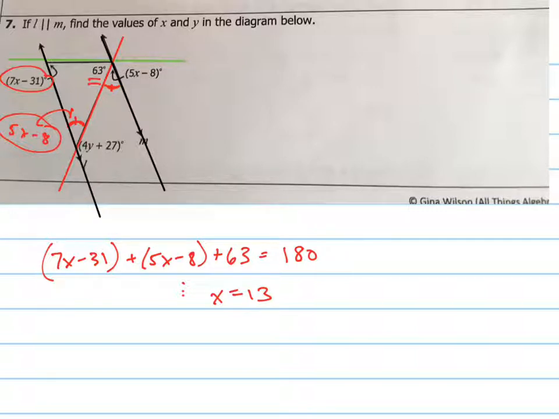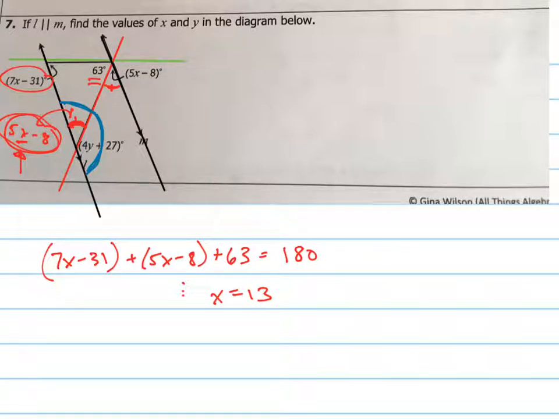Well, if x equals 13, now what I can do is plug that into here, and I'll get a number for this angle right here. And what do I know about these two angles now? They're equal to each other. They're not equal to each other. They equal 180. Yeah, these two angles are a linear pair, and they have to add to 180.